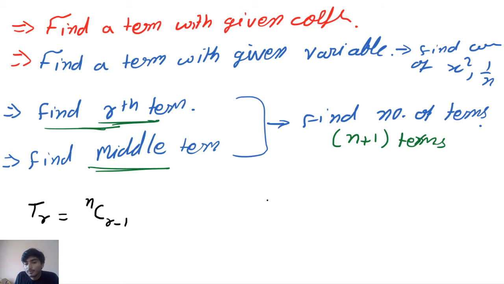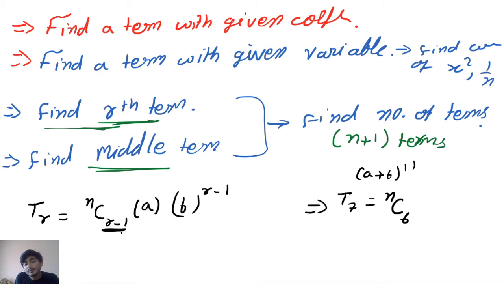Assume we are doing t7 of a plus b to power 11. In this case we start with nc 6, because 7 minus 1 is 6. Now once we know this, we know what power a and b have. So b to power r minus 1, and a to power n minus r minus 1, which actually gives you n plus 1 minus r. So this value will become n plus 1 minus r.